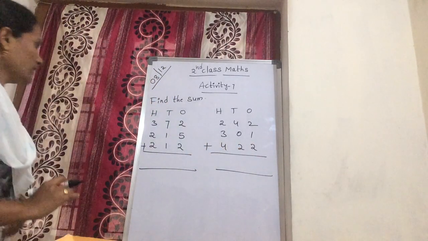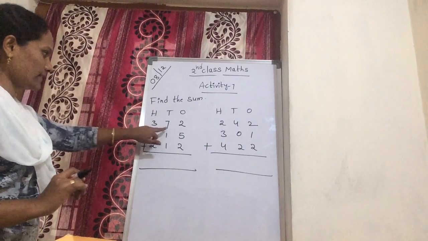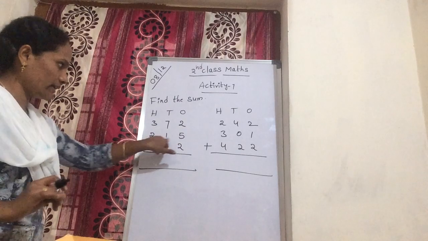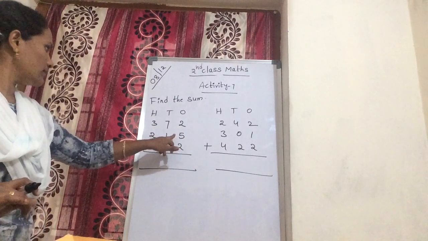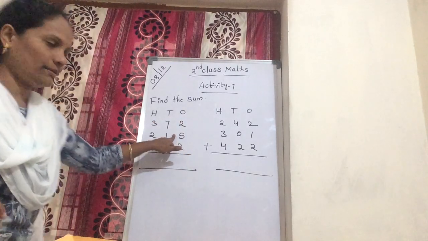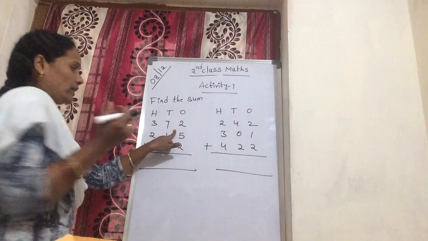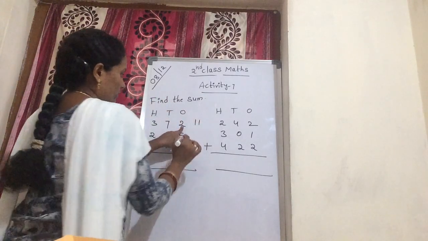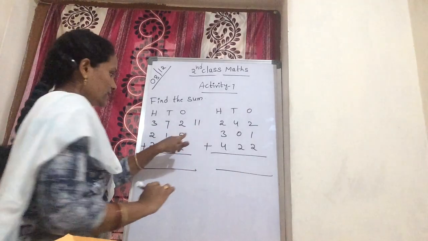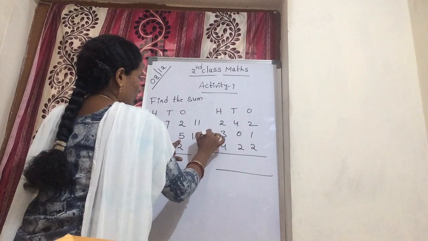Now, once read these 3 numbers, Amma. 372 plus 215 plus 212. Okay. Now coming from ones: in ones, 2, 5, 2. Now this method also you can do. Here 2 is there, so you take 2 lines. Next 5 is there. You take 5 lines. 1, 2, 3, 4, 5.